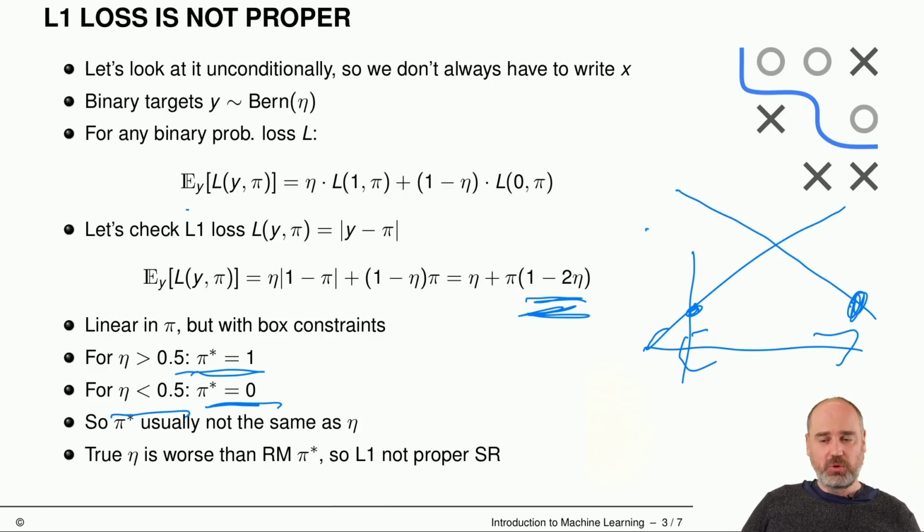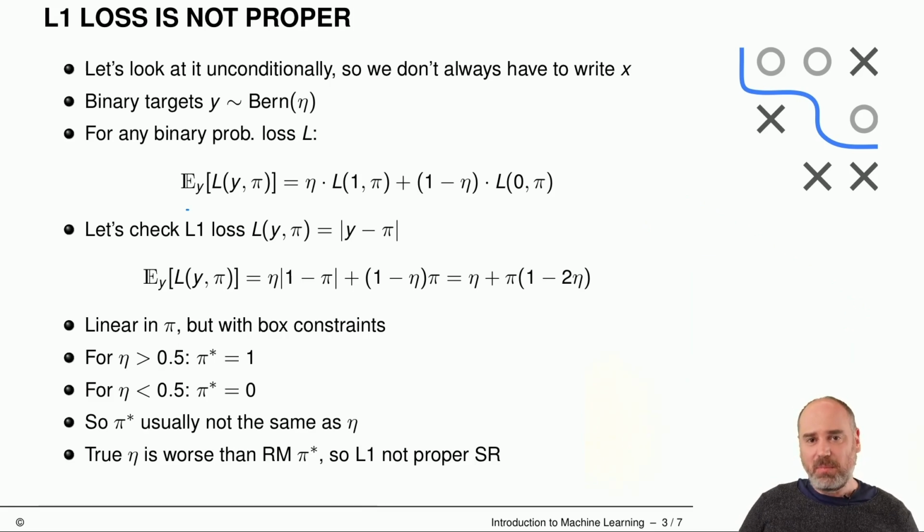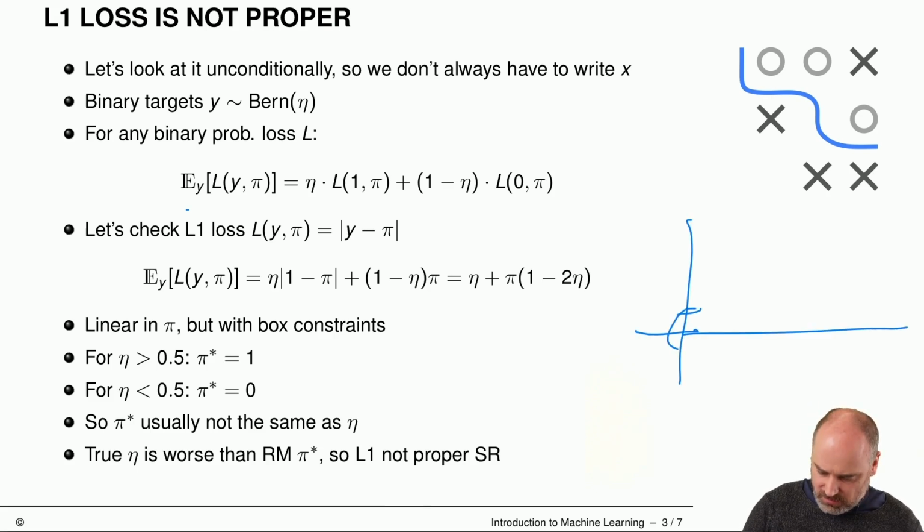Now, what we have to do is compare this with our prescribed eta value. Our eta value was arbitrary, right? It's some Bernoulli distribution with some eta. I have no idea what that is. And what we wanted from a proper scoring rule was that the minimizer was always eta, or eta was at least among the minimizers. But what we have actually now shown is that the true eta is actually worse than this pi star.